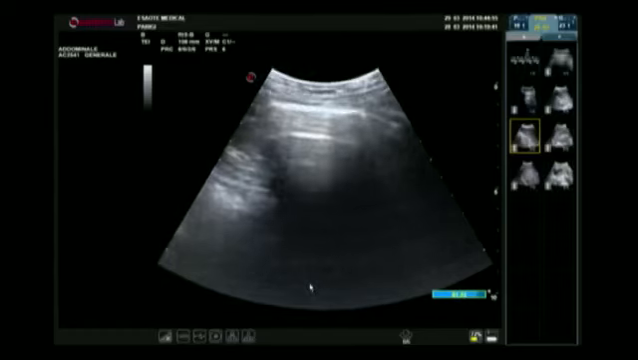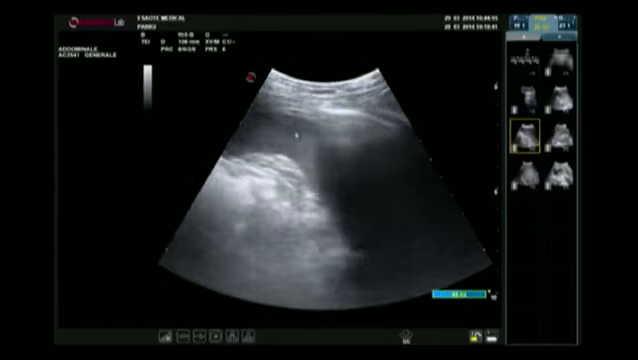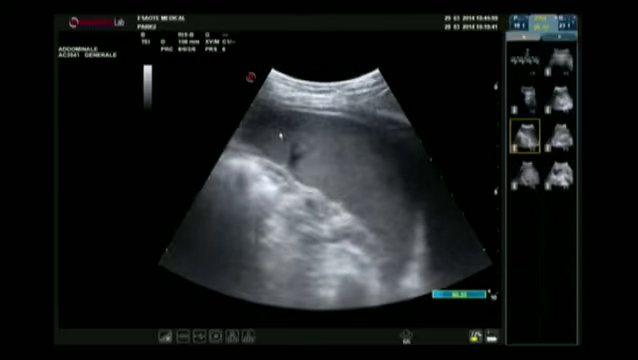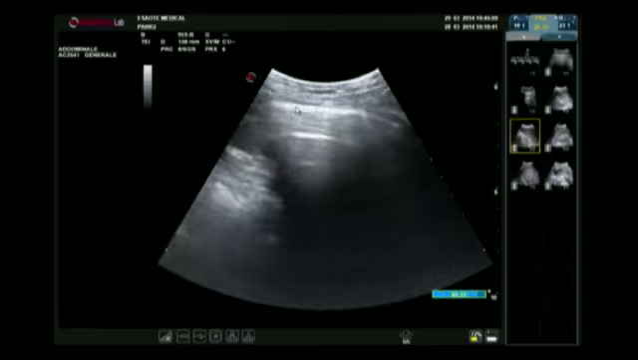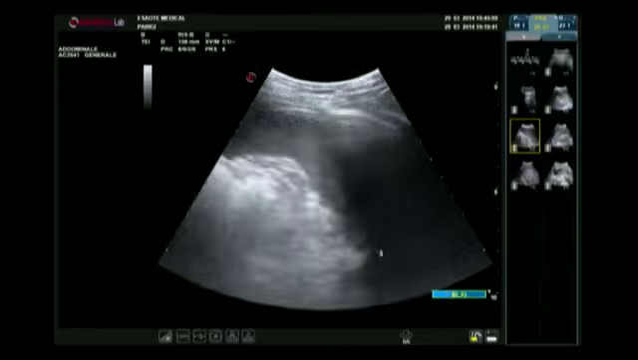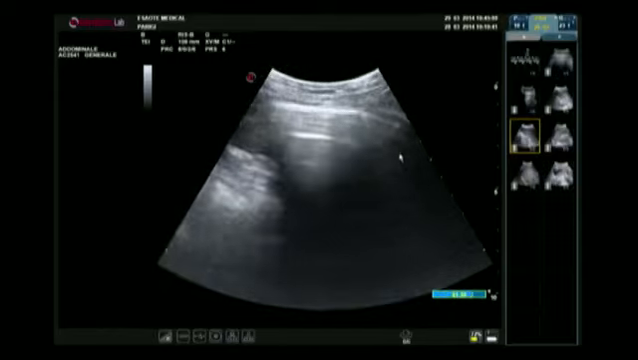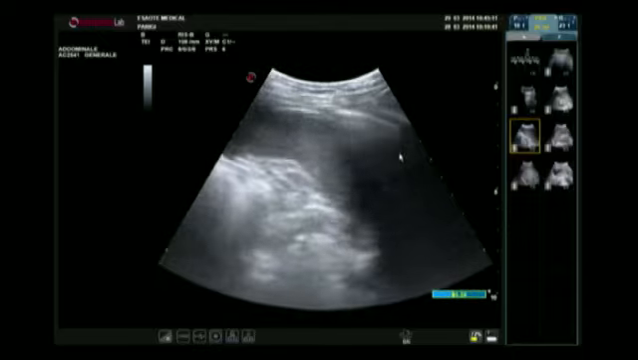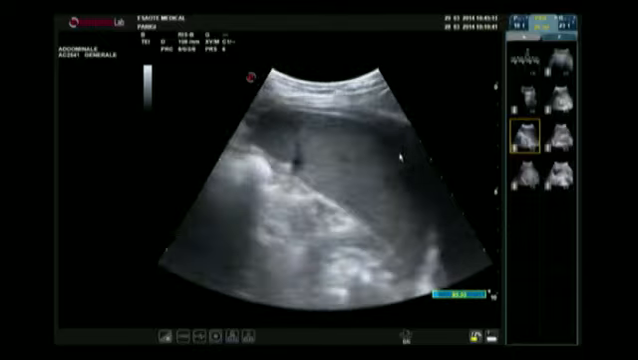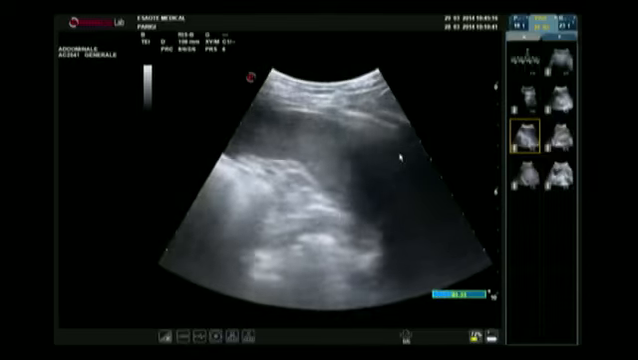And then you scan the left costophrenic angle exactly in the same way as you did on the right side. And you see the same picture, but with the spleen here instead of the liver. And you see the diaphragm, this is the diaphragm, and the lung coming over the spleen during inspiration. If you don't see pleural effusion here, you don't have a free pleural effusion for sure in this patient.